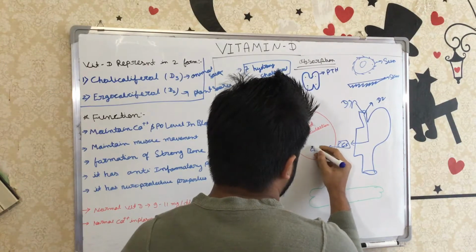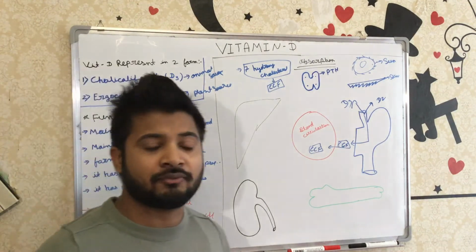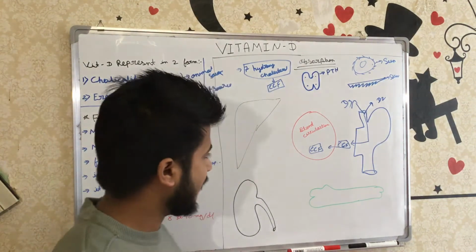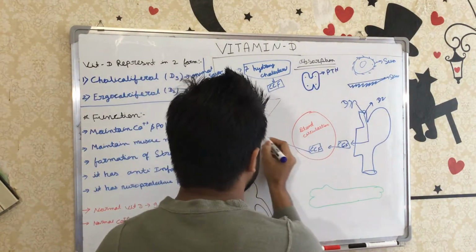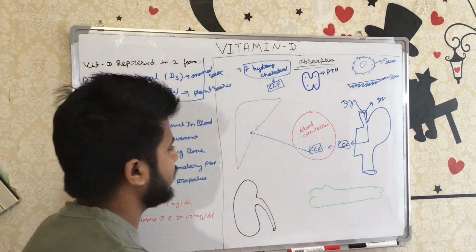CCF is still an inactive vitamin. Both are inactive vitamins. We can't say that it's an active form. And from the blood, it will go to the liver through the portal vein.